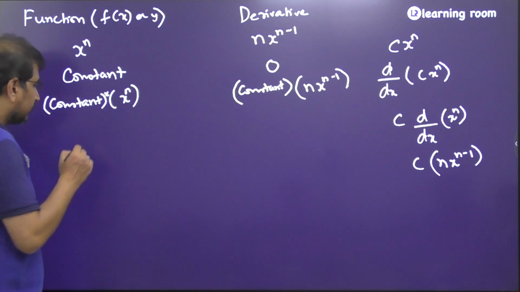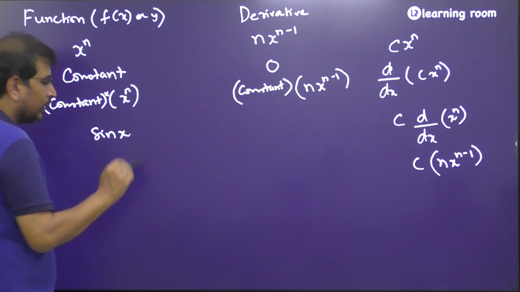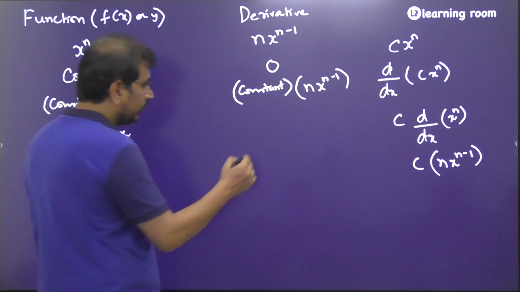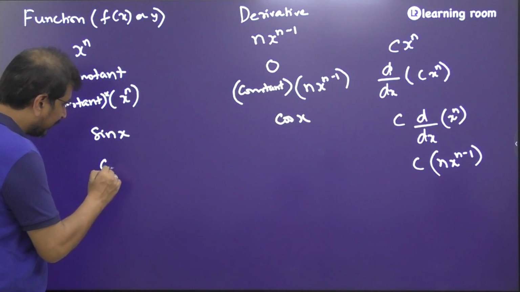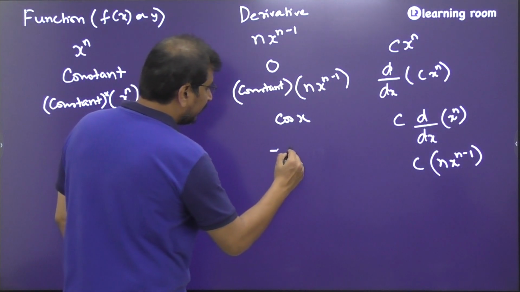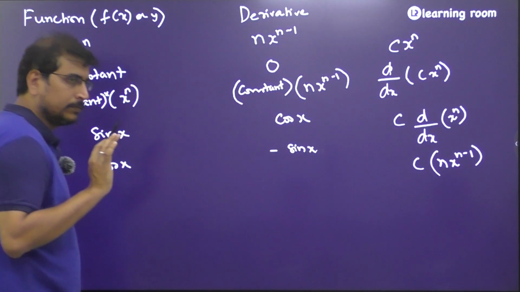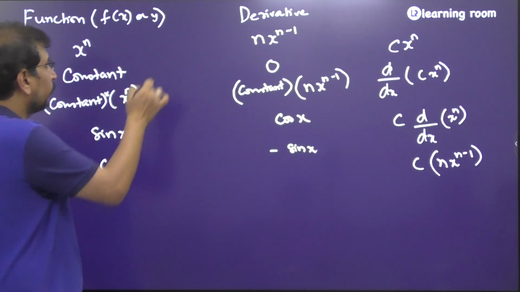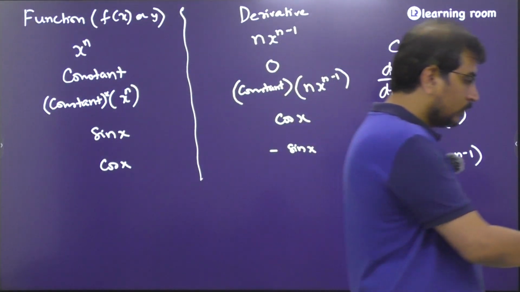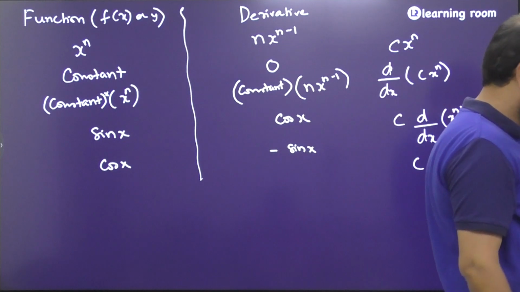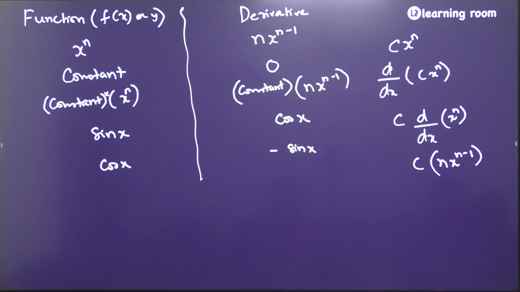Right? Then the derivative of sin x is cos x. And the derivative of cos x is minus sin x. Am I clear with this? As of now, make a note of these values. Till this step, is it clear?